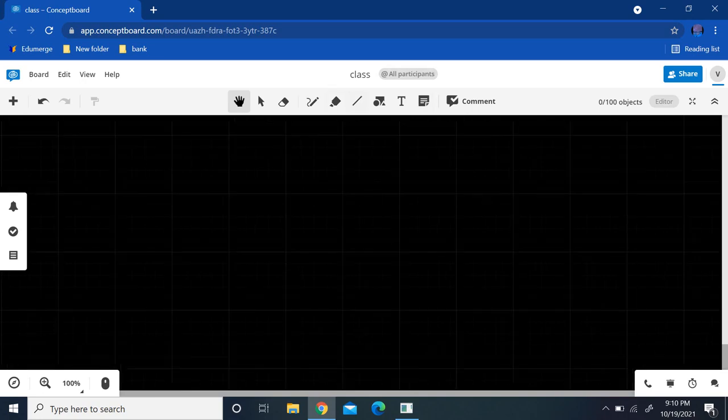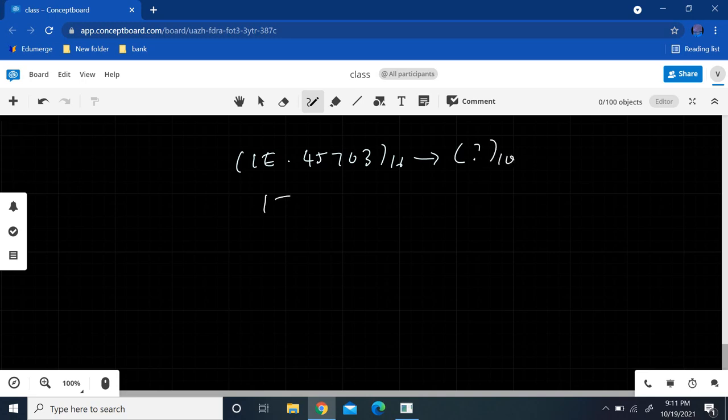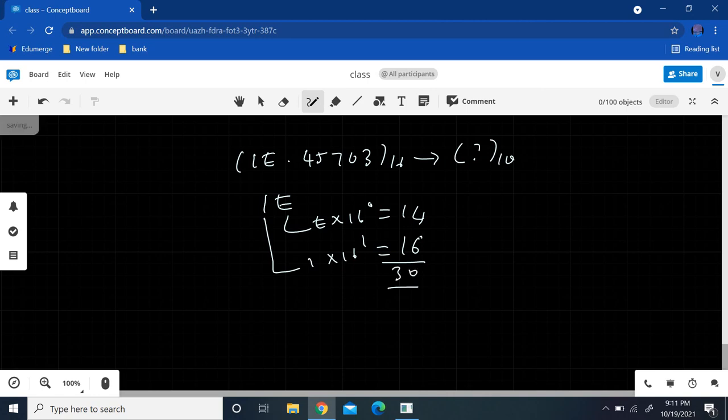Now let us move to the vice versa part, that is from hexa to decimal conversion. We got the hexa value 1E.45703 base 16, and I'm going to convert this into decimal. How? For 1E, E into 16 to the power 0 equals 14, and 1 into 16 to the power 1 equals 16, and the equivalent value is 30.